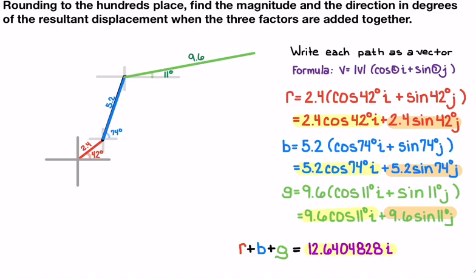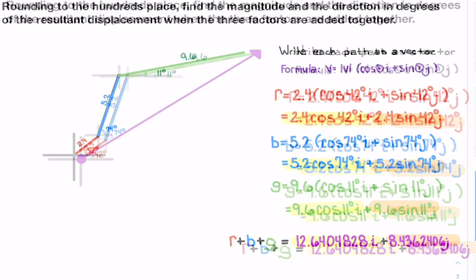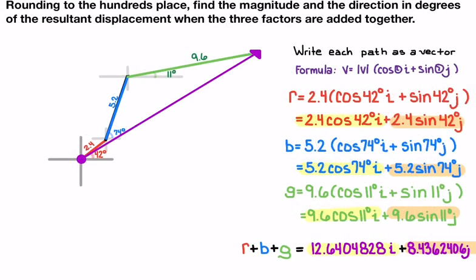To find the second component of the resultant vector, I added these orange highlighted values. The second component of the resultant vector is 8.4362406J. Now that we have the equation of the resultant vector, we will be able to find the magnitude and the angle of this resultant vector.